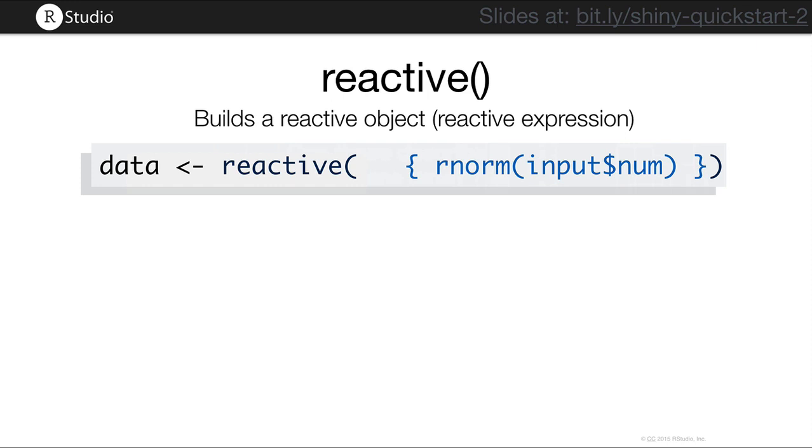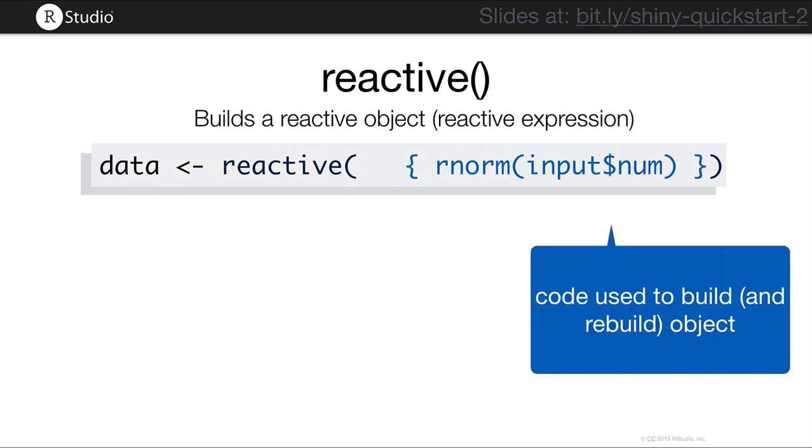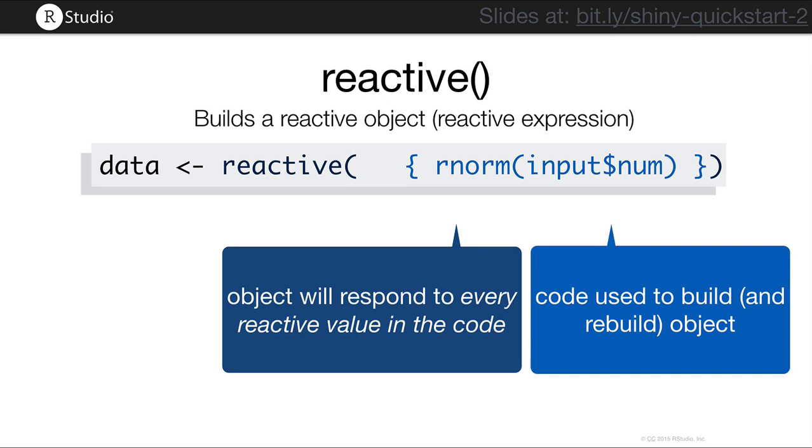reactive builds a reactive object, which is called a reactive expression in the Shiny vocabulary, that takes input objects and assembles them together into some sort of output. It could be a data frame, a single value, or a plot, and it makes that output, that result, available to use later on in other code. To use reactive, pass it a code block. reactive will use this code to build and later on rebuild the object you're making. And then, just like with render, the object will respond to any reactive value in the code block that changes.